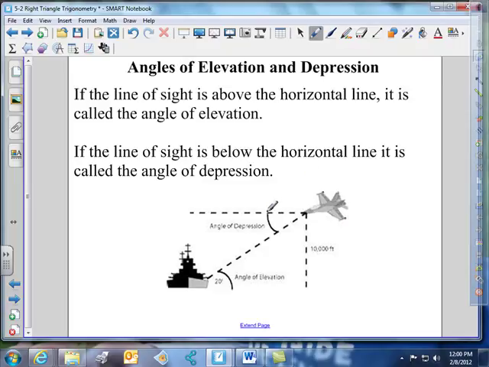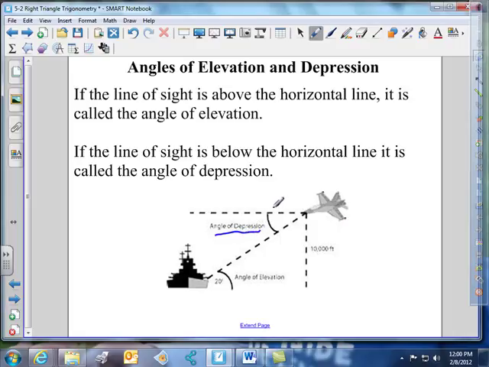The angle of depression would be if you've got this airplane flying up in the sky here and it's looking down at this ship. The angle that is created with a horizontal line and its line of sight, that would be the angle of depression. Now you got to be careful here, because a lot of times people think that this angle right here is the angle of depression. That is not the case. Okay, right here is the angle of depression.